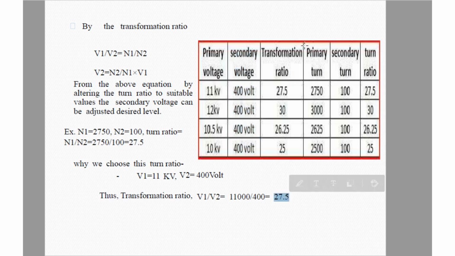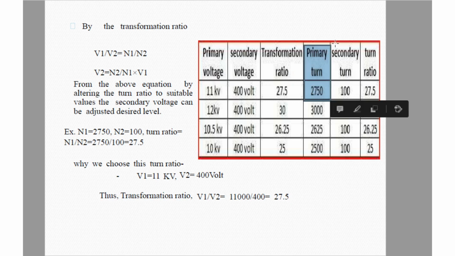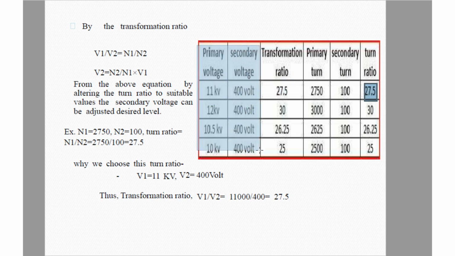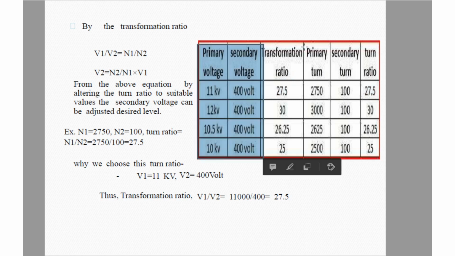Now with a primary turn number of 2750 and a secondary turn number of 100, the turn ratio is the same, primary turns divided by secondary turns. So it comes to 27.5. You can consider that this value and the previous value are the same. So you can calculate this value with the help of primary voltage and secondary voltage, or with the help of primary turns and secondary turns.